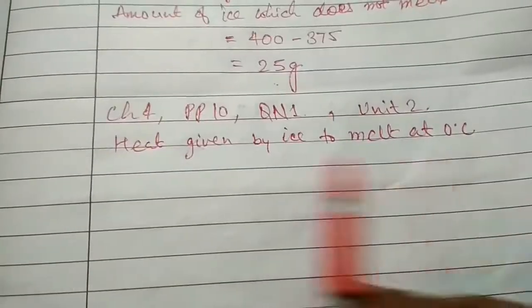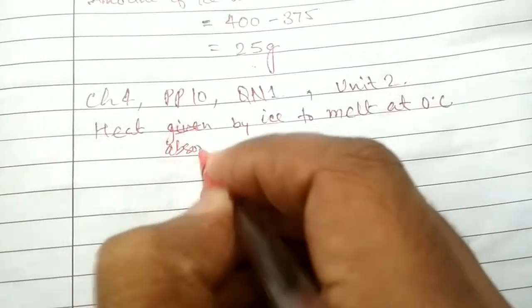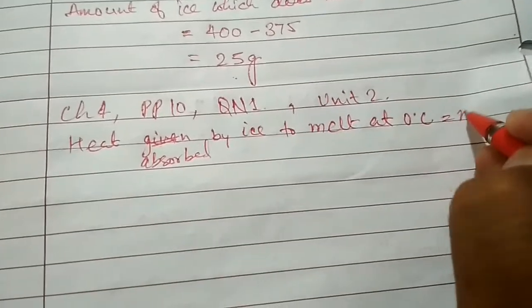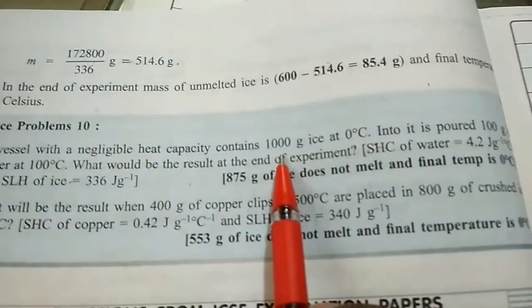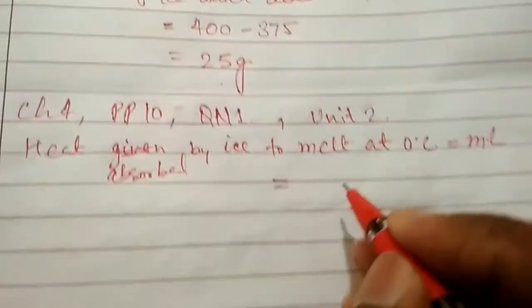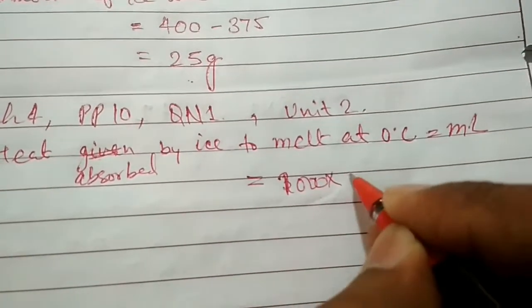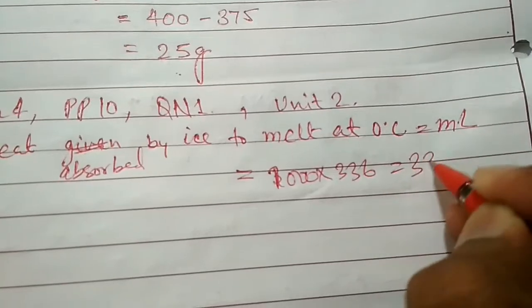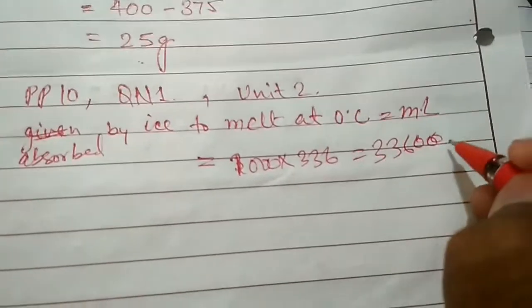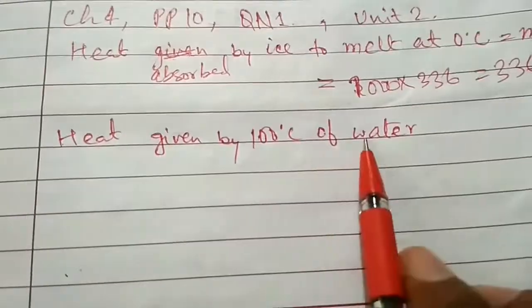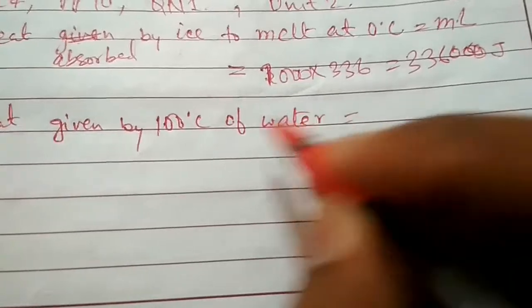See here. I have written here the heat absorbed by ice to melt at 0 degrees Celsius. Clearly, what? mL. What is the mass of ice? See here, 1000 gram, and the value of L is 336. Let's write here 1000 gram into 336, total 336,000 joule.